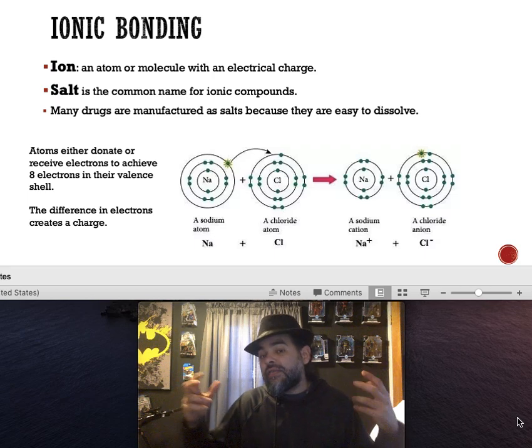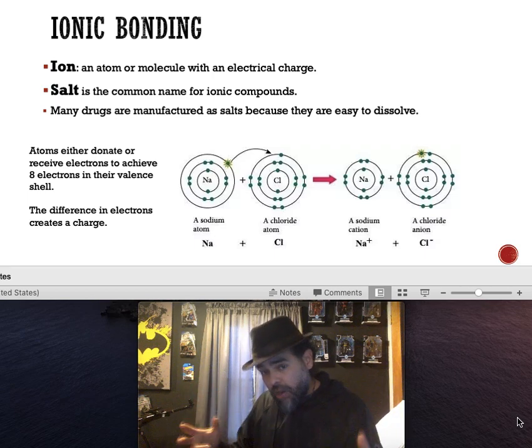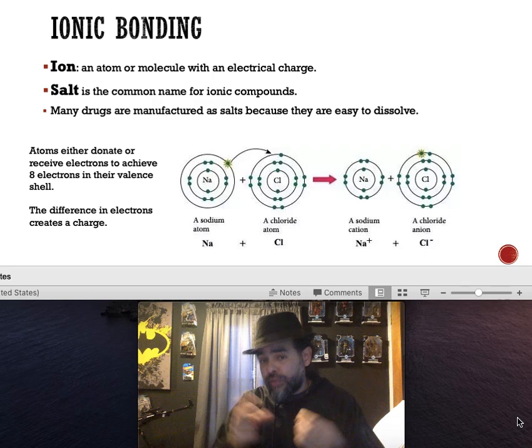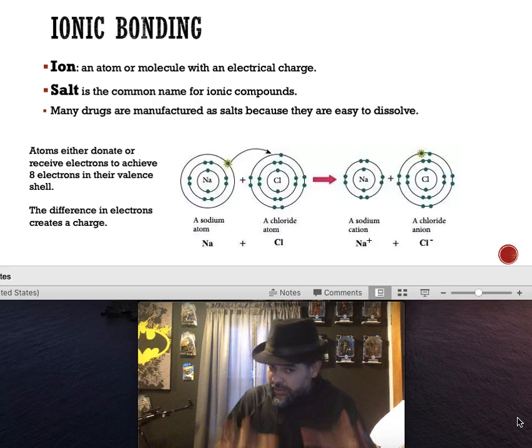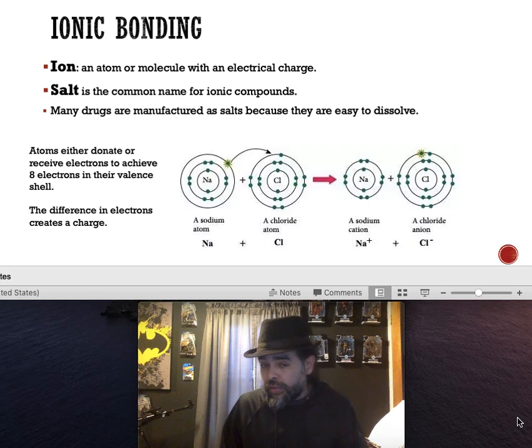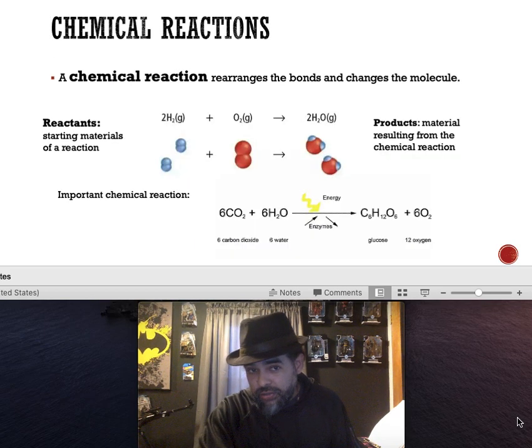So by having these two different electrical charges, I am going to create a force of attraction between these two, but it's a little weaker than a covalent bonding, but nonetheless very important for living things on planet Earth. Something that we need to remember.